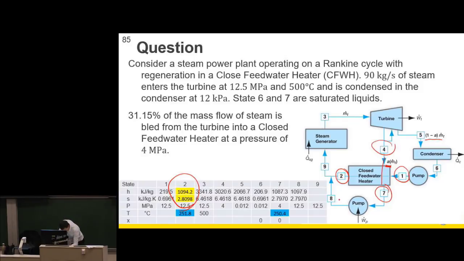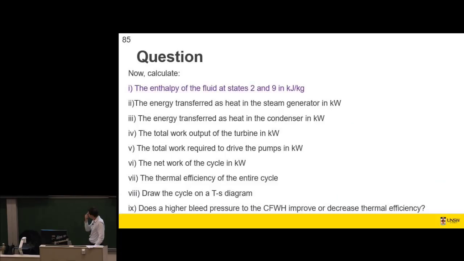Now you know your mass fraction between the flow coming in from 2 and the flow coming in from 8, and you know the enthalpies at state point 2 and 8, which are actually very similar. And we can mix those together to give us an enthalpy of state point 9. And the temperature is around 251, 252, going into the steam generator. So these are the types of questions that you would be asked for such a problem. They're a similar 9 questions as the ones yesterday, except that I think calculating the enthalpy at state point 2 and 9 is a reasonable question in its own right.